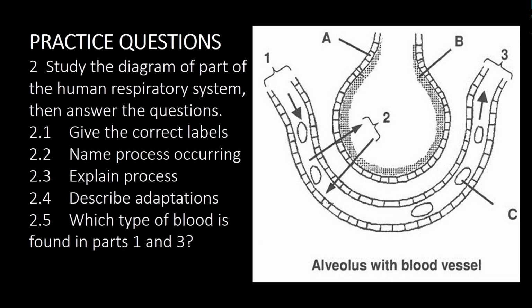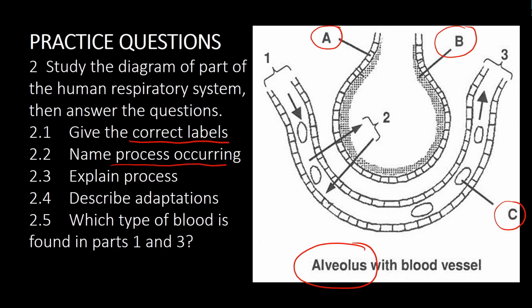The second type of question is looking at the microscopic view of what's in the lungs, which is an alveolus. And again, you have to give the correct labels. What is A? A is squamous epithelium. What is B? B is the layer of moisture. What is C? C is a red blood cell. Then name the processes occurring. So here you would have to say, okay, what is happening here is called gaseous exchange.